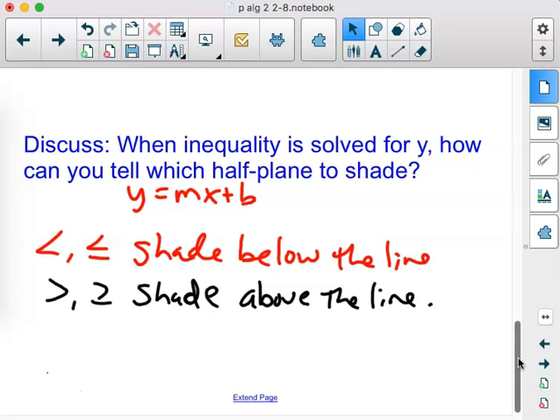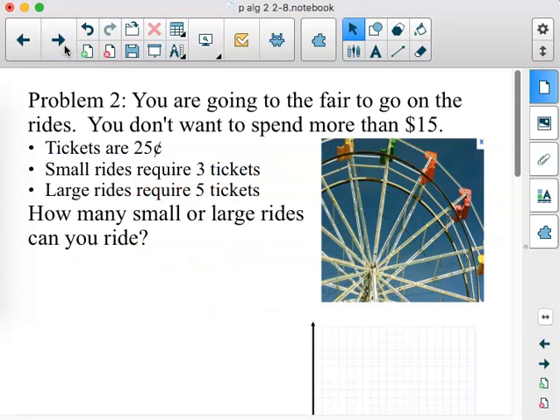So now, we're going to see a real world situation here, which means a word problem. And we have to think about how all of this has been set up. So this one says, you're going to go to the fair. Don't we all wish? Most of those things were canceled this year. You're going to the fair to go on the rides. You don't want to spend more than $15. Well, this book was written long ago, wasn't it? Tickets are a quarter? What fair are they going to? Tickets are a quarter. Small rides require 3 tickets. Large rides require 5 tickets. How many small or large rides can you ride?